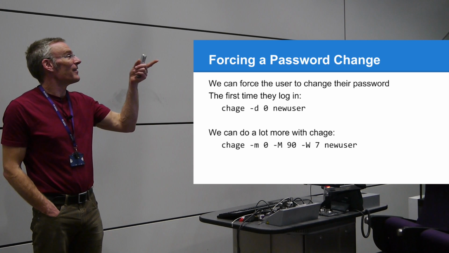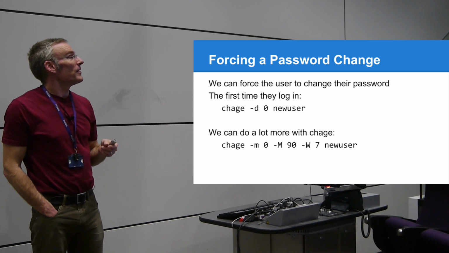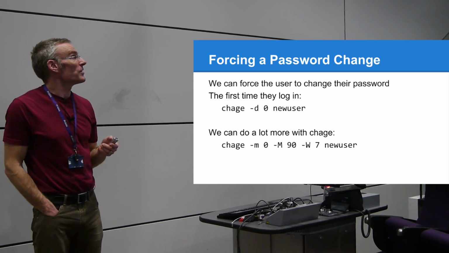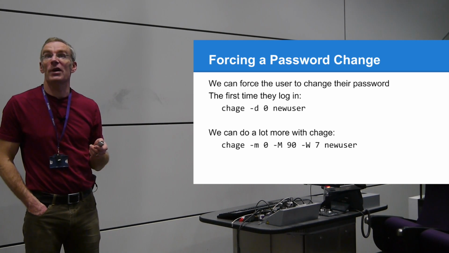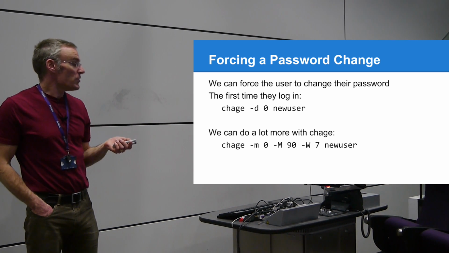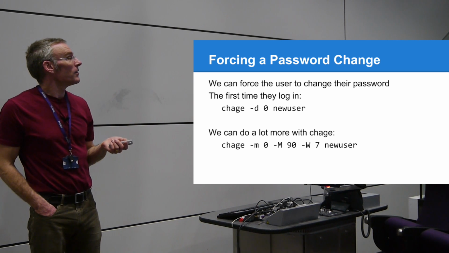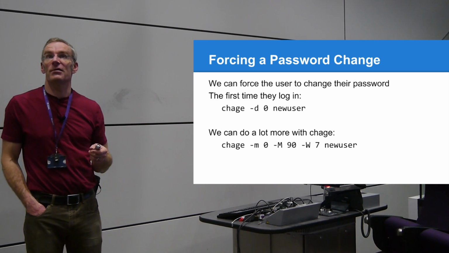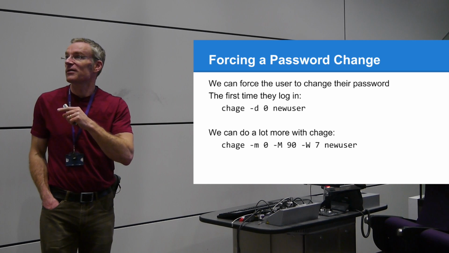What's it doing? That's your warning. A 7-day warning to change your password. So from 7 days until the password expires, you'll get warnings when you log in. M90? 90 days. Yeah, 90 days. So it's a forced password change every 90 days.